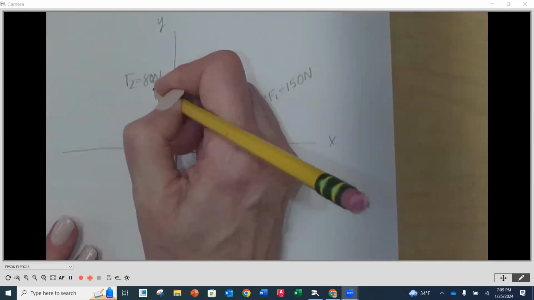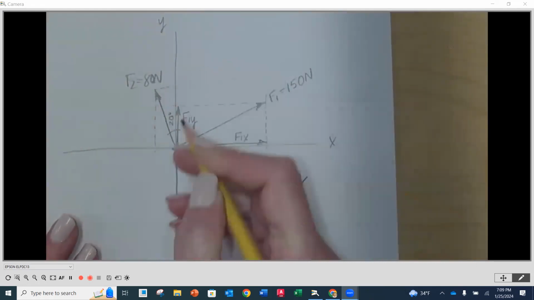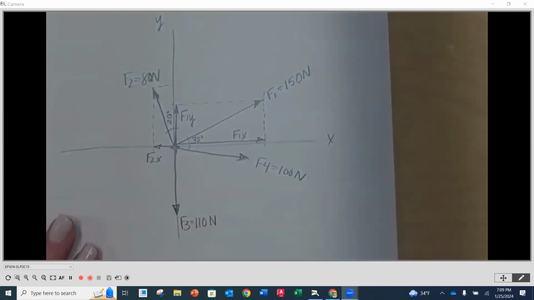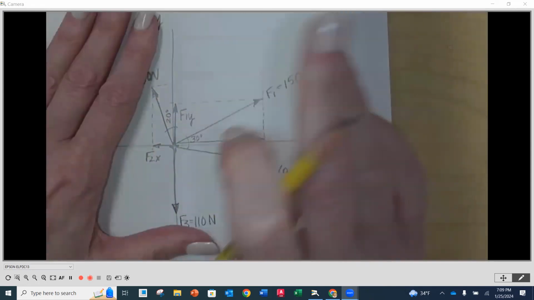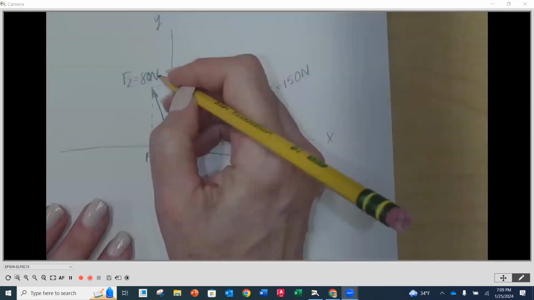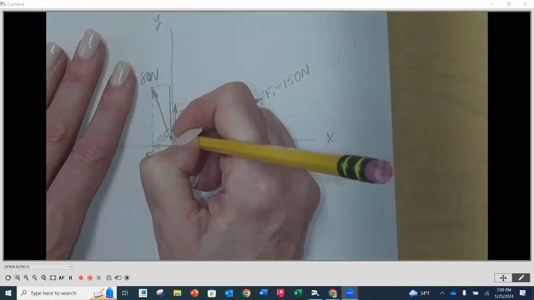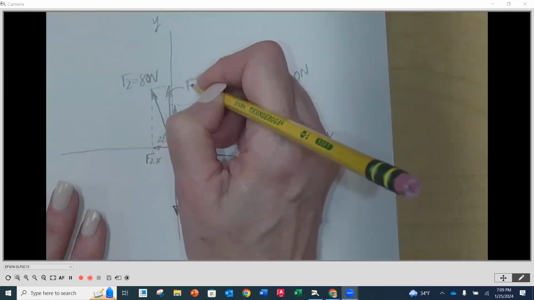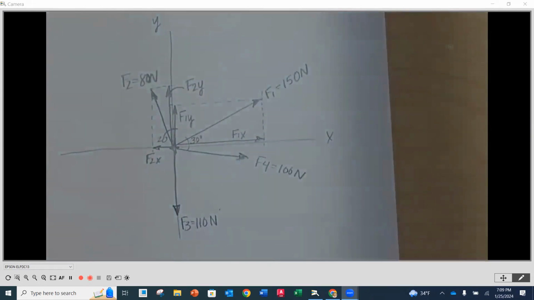Then I'm going to do the same thing for F2. It's going to be F2X. It's the only one going to the left, so I'm just going to draw that on the X-axis. See, my 20 degrees here, I'm going to have to draw it down here, 20 degrees. And then my Y component is going to go just to the left of that Y axis, and this is going to be F2Y. Now my F3 is on the Y axis already, so it does not get components. Only forces that aren't already lying on the X and Y axis.